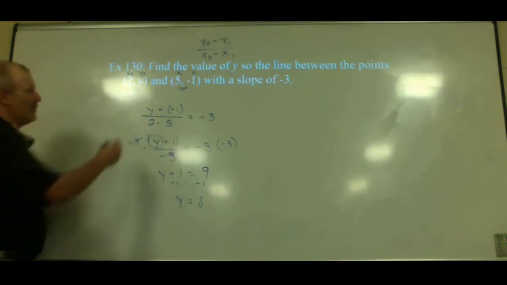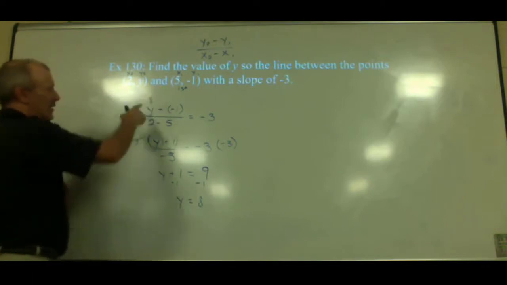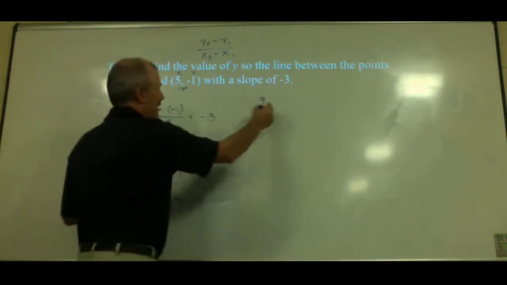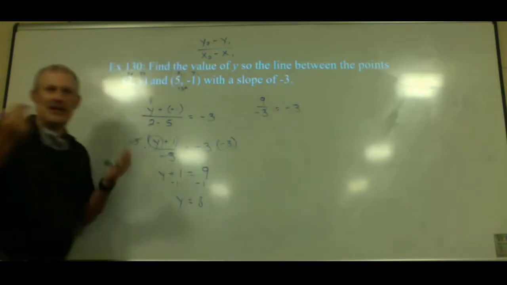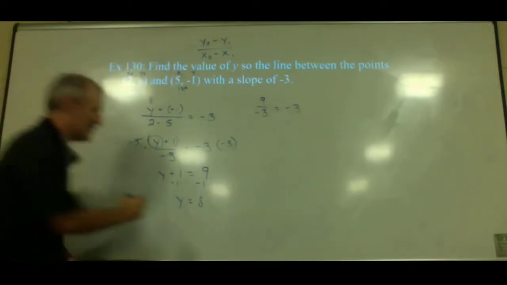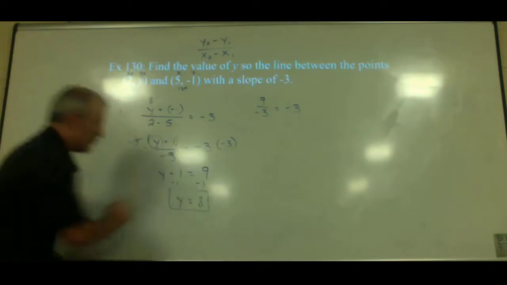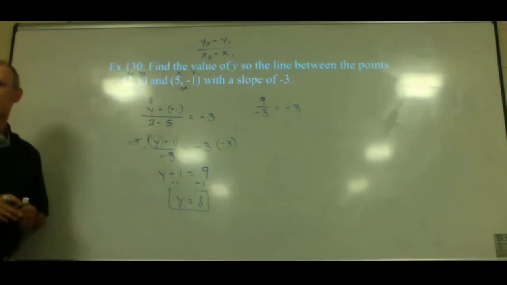Okay, and if we went back and we looked at this and you got 8, 8 plus 1 on the top is 9. We already know -3 is on the bottom. And do we see that that's going to work out? That's -3. So our answer is, for this to work, we need y to be 8.